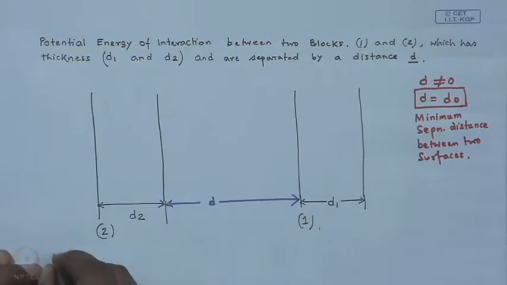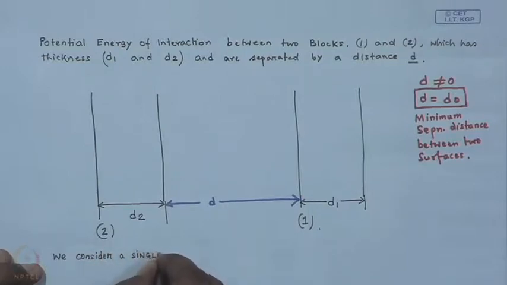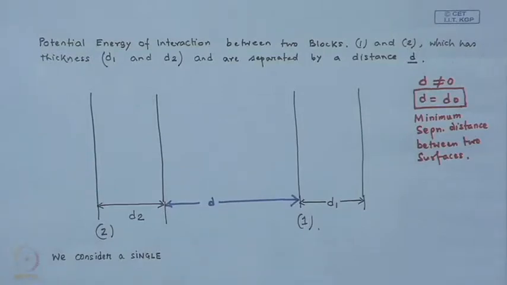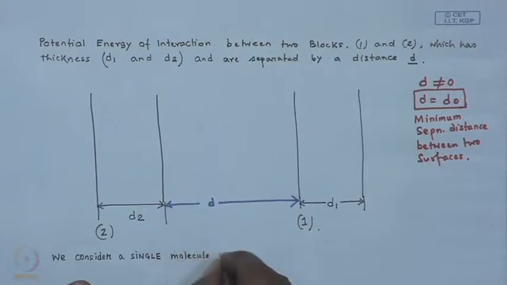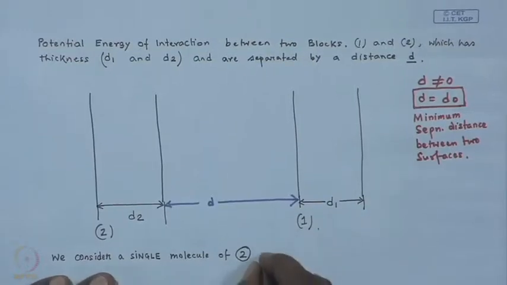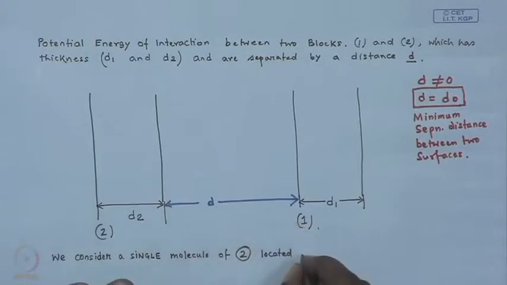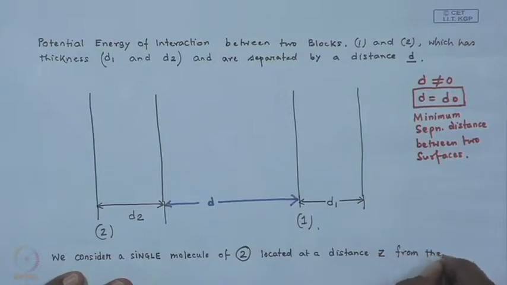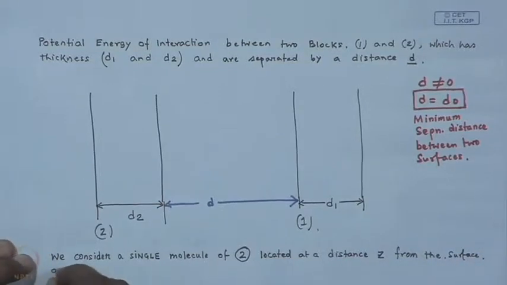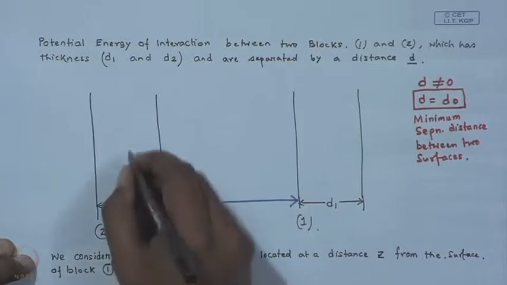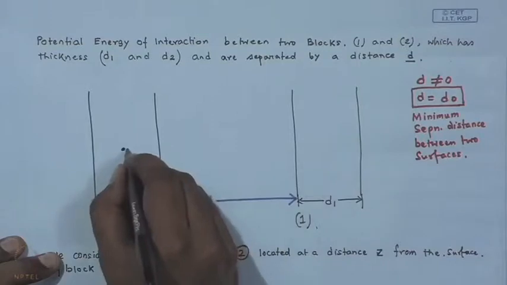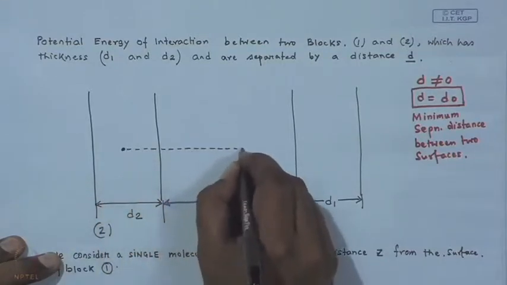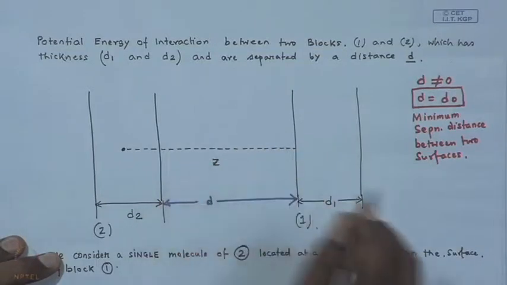So, now in order to find out the interaction between these two blocks, what we do is we consider a single molecule of 2 located at a distance z from the surface of block 1. So, let us say this is one molecule which we consider, and this distance is z. Okay.